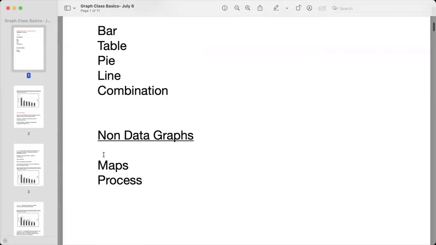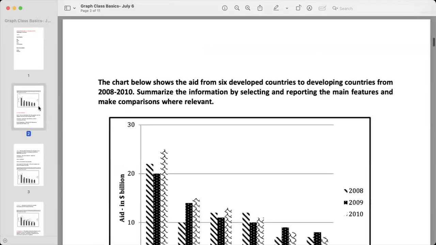They're attempted differently. Today, I'll be mainly covering the data graphs, one of the data graphs, the bar. It'll give you an idea on how to write every type of graph, but I'll be covering a bar in today's class. So let's move on.